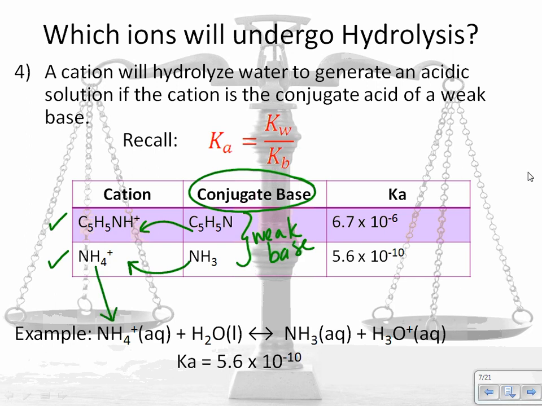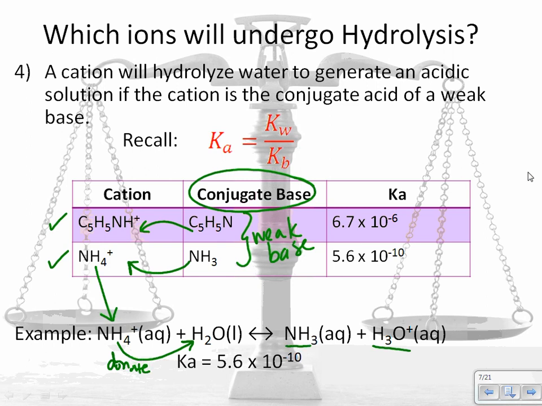According to my rules, this will undergo hydrolysis. So here's my hydrolysis reaction for NH4. NH4 was overly generous and donated a proton to water. Because it donated a proton, it's considered an acid, and I end up with H3O plus at the end and NH3.